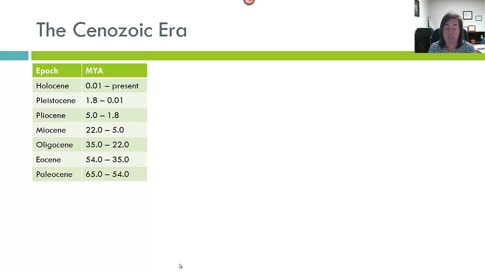What I plan on doing, for each of these epochs excluding the Holocene, is reviewing the major forms of primates that evolved during each of these time periods. So the primates that evolved during each of these various epochs. And we'll start out at 65 million years ago, the very beginning of the Cenozoic.